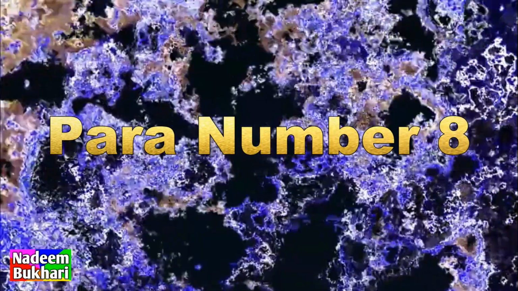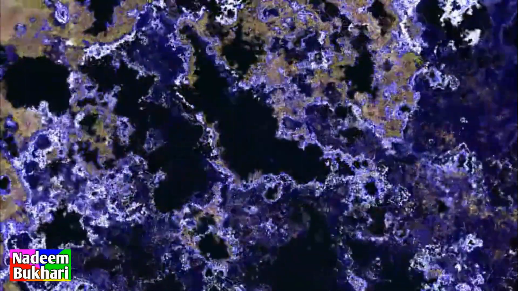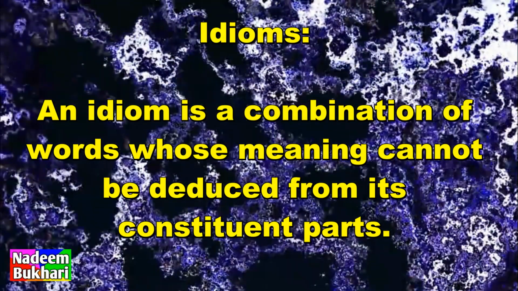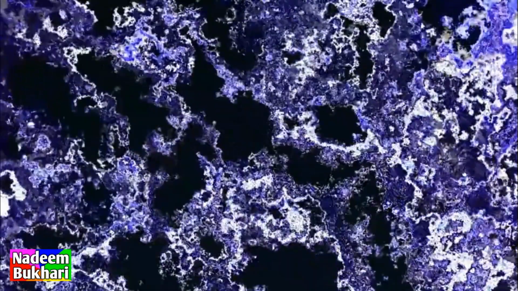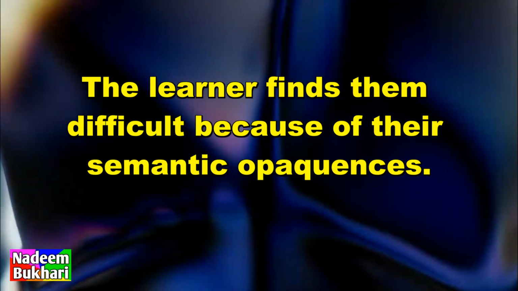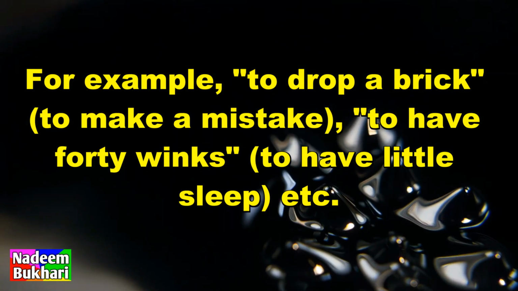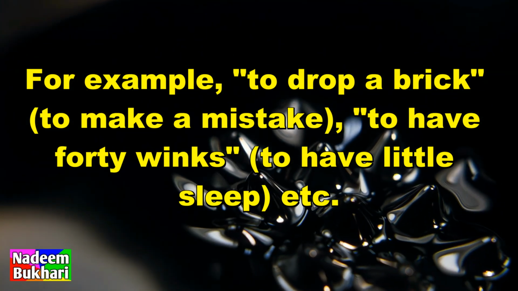Para number 8. 7. Idioms. An idiom is a combination of words whose meaning cannot be deduced from its constituent parts. The learner finds them difficult because of their semantic opaqueness. They are taken as single semantic units and do not allow much structural change. For example, to drop a brick, to make a mistake, to have 40 winks, to have little sleep, etc.